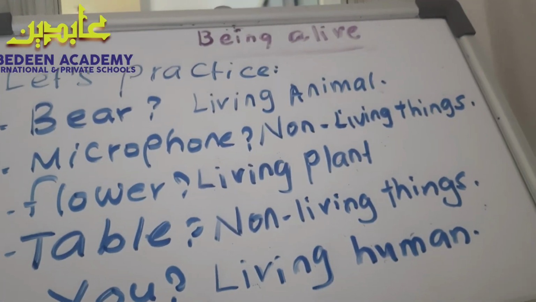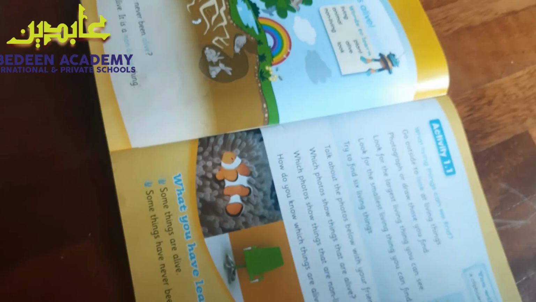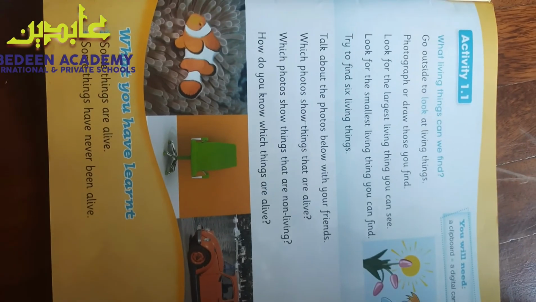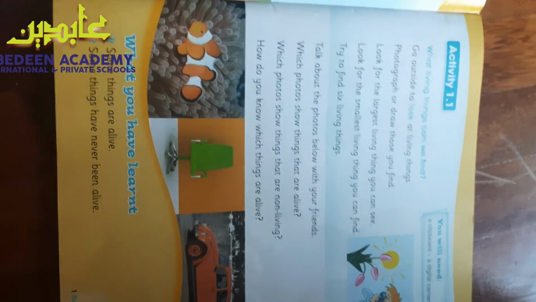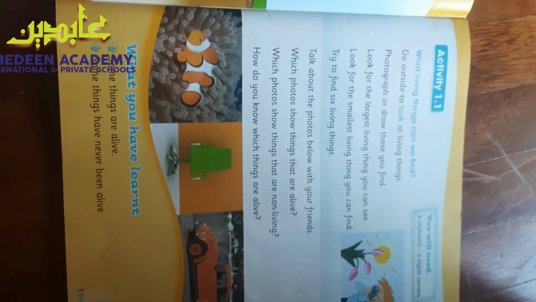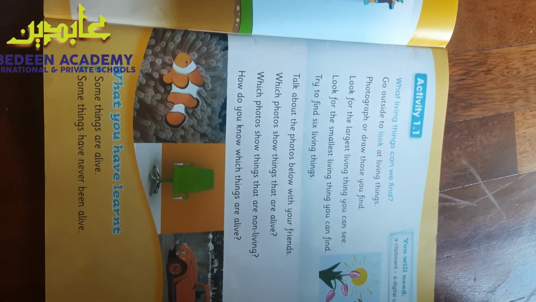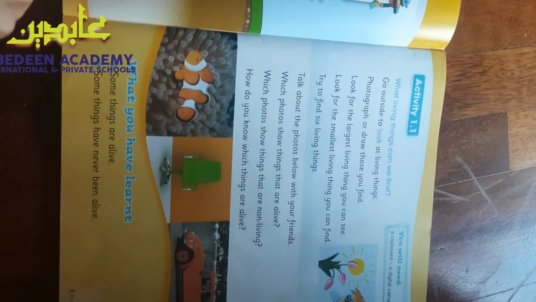Okay, we understand what is living things and non-living things. Okay, let's look at this activity, and I want you to try at home. Go outside your house or maybe inside your house, and try to look for living things. Draw any living things that you can see. Look for large living things and also look for small living things. Try to find at least 6 living things and draw.